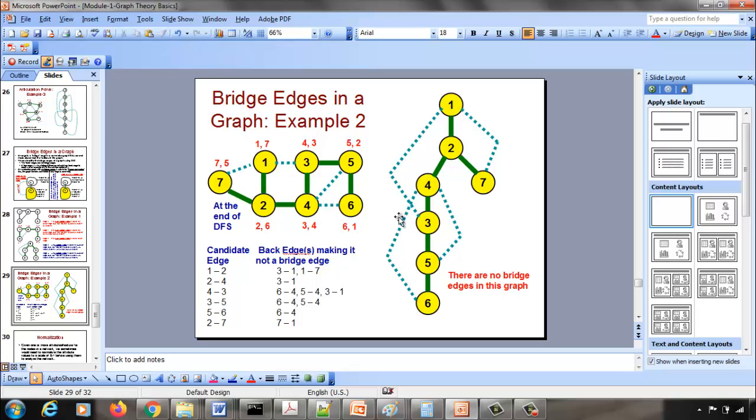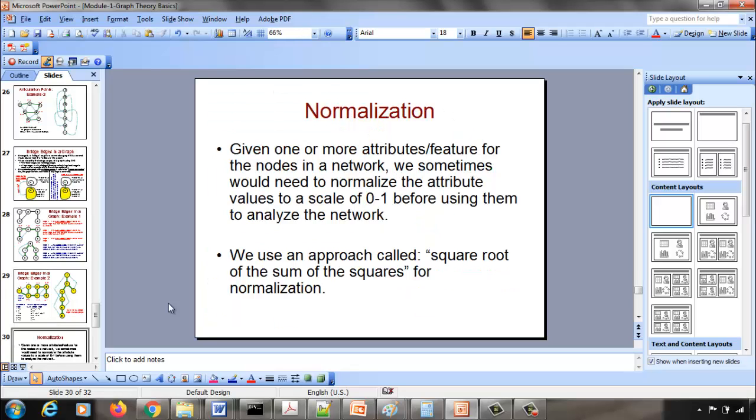Similarly 2, 4, there is one subtree and there is one back edge that goes above 2. So there are no bridge edges in this graph. Okay. So I stop with this.